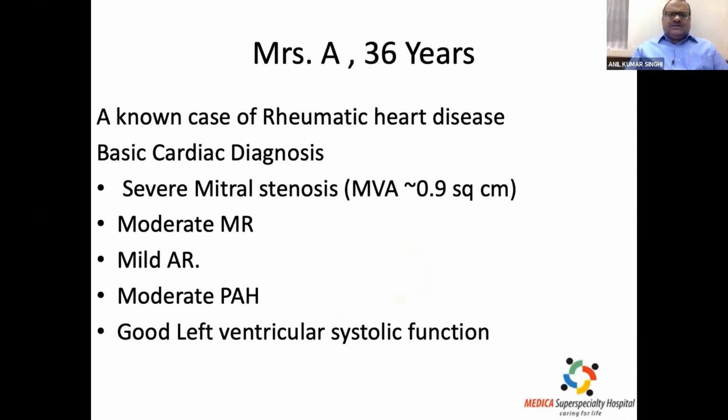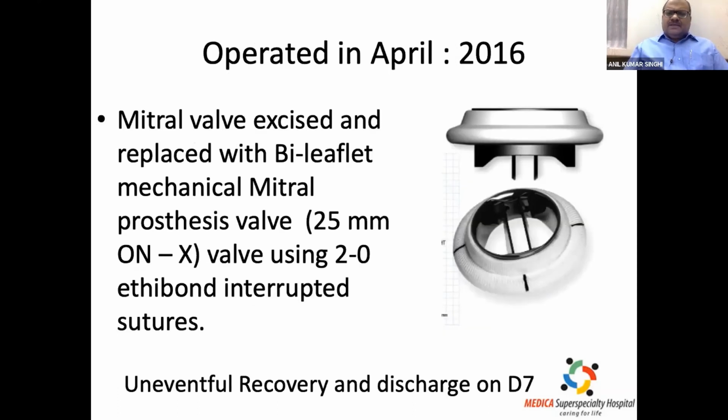A 36-year-old lady, a known case of rheumatic heart disease, had severe mitral stenosis with a mitral valve area of 0.9 square centimeter, moderate mitral regurgitation, mild aortic regurgitation, moderate pulmonary hypertension, and good function. That was the basic diagnosis for which she underwent surgery in 2016.